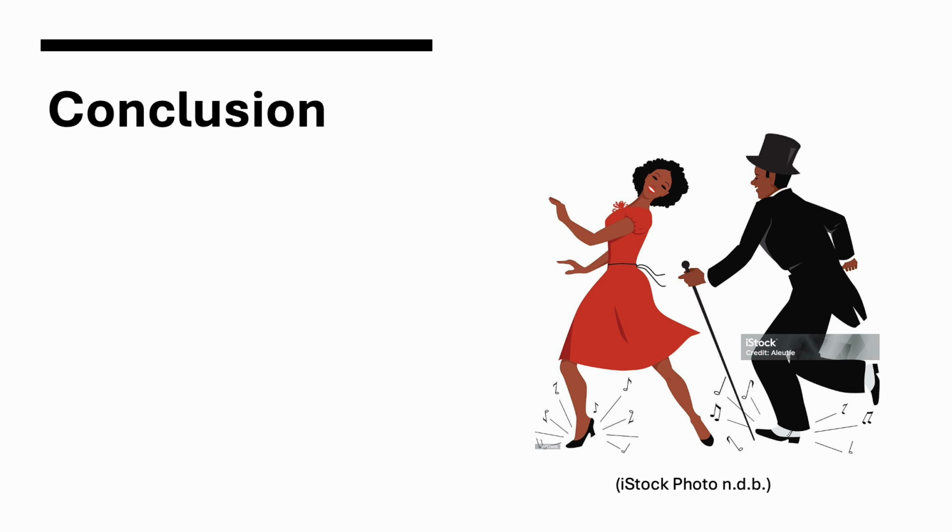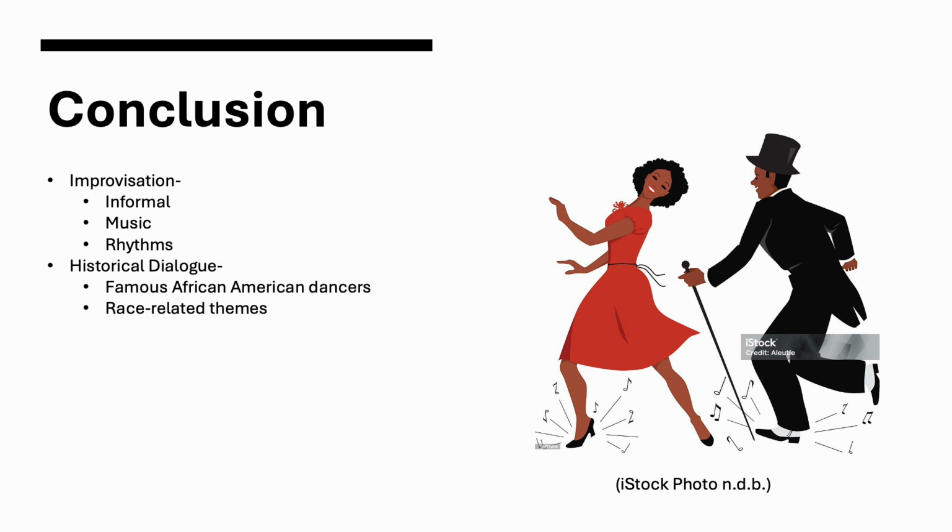If dance teachers could find time to schedule workshop classes like this or extend the length of classes to allow time for these learning activities, I think it would be beneficial. As discussed, the themes to think about including are improvisation that is informal, fun and high energy, exploring African American music styles and rhythms. Historical dialogue, incorporating famous African American tap dancers and discussing the racism they may have experienced.